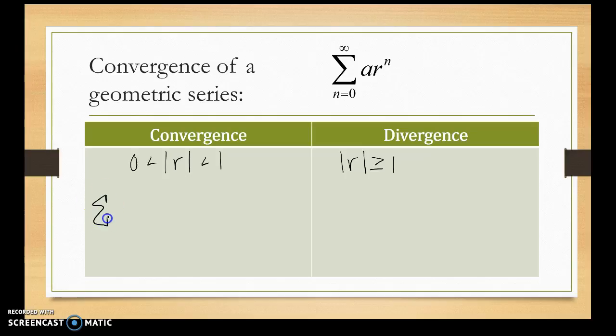If the series converges, it converges to the sum a divided by 1 minus r, where a is our first term, our initial value, and r is our ratio. And that will always occur when the absolute value of our ratio is between 0 and 1. And we'll put this to use in class tomorrow.